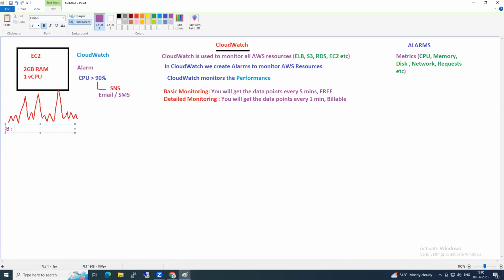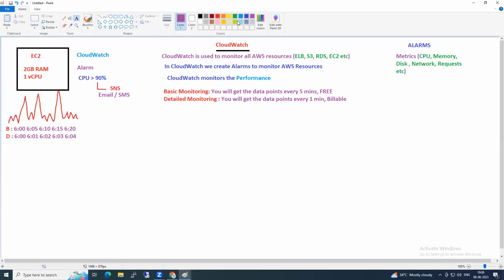Right? So here, suppose 6 o'clock, and then 6:05, 6:10, 6:15, 6:20, like this. So every 5 minutes, you will get the data points. Guys, whereas for detailed monitoring, you will get the data points for every minute. So 6:01, 6:02, 6:03, 6:04, like this, every 1 minute.